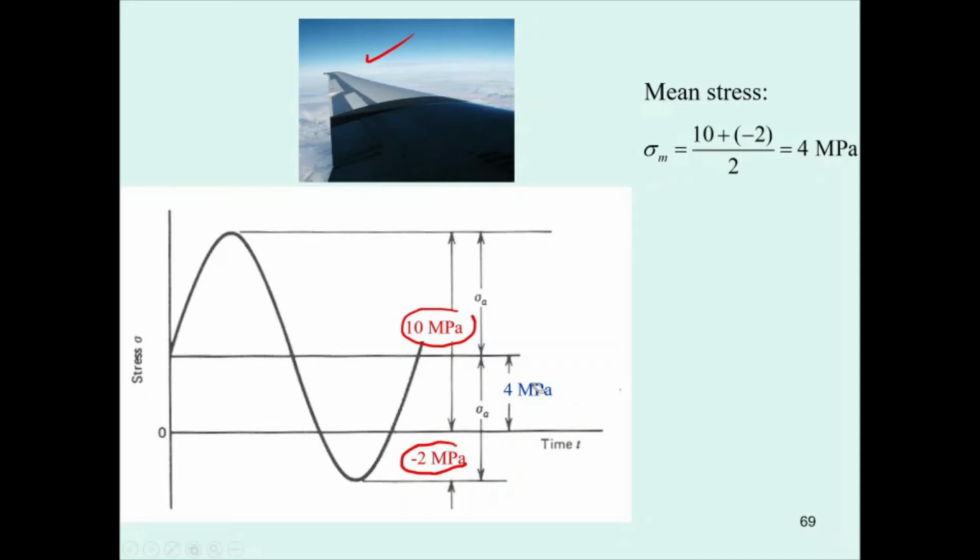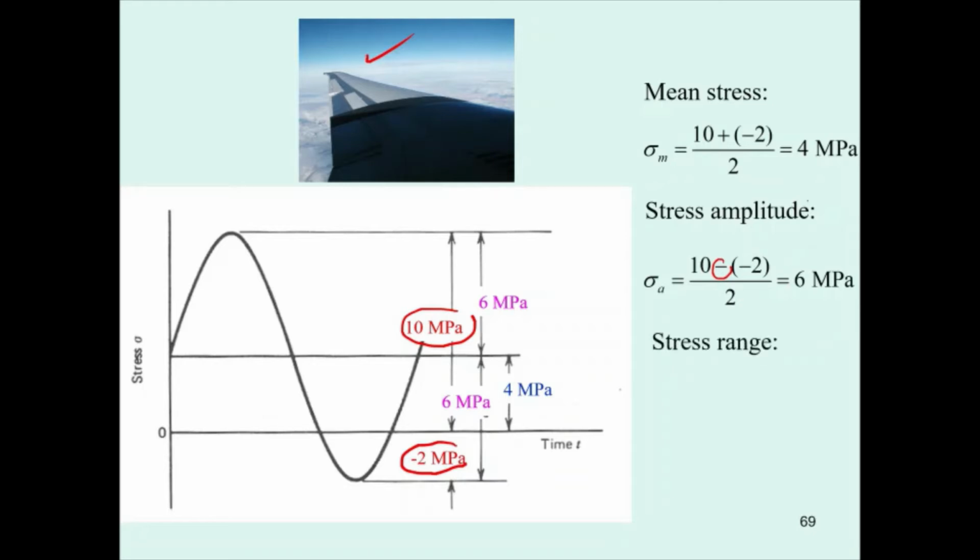Okay, and if we would like to determine the stress amplitude, it's going to be what? Sigma max minus sigma min divided by 2. So it's going to be 12 divided by 2, which is 6 megapascal. And the stress range is going to be the total length, sigma max minus sigma min, which is 12 megapascal.